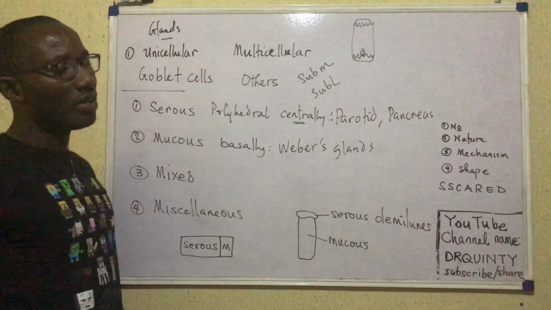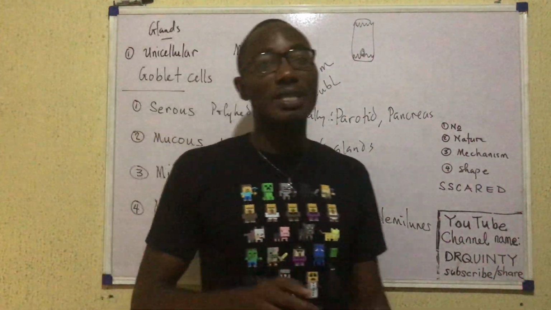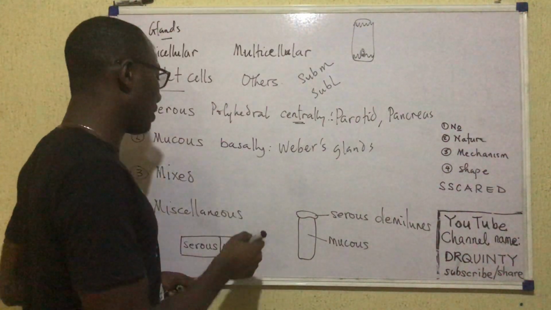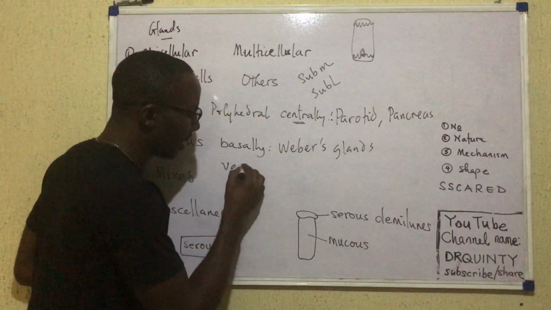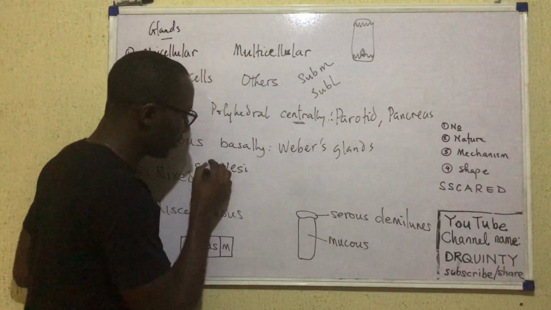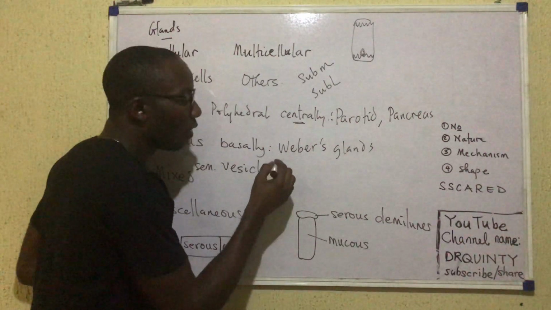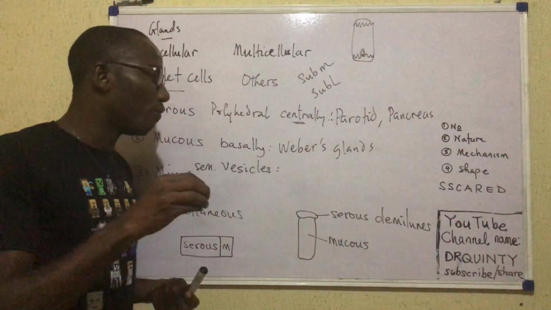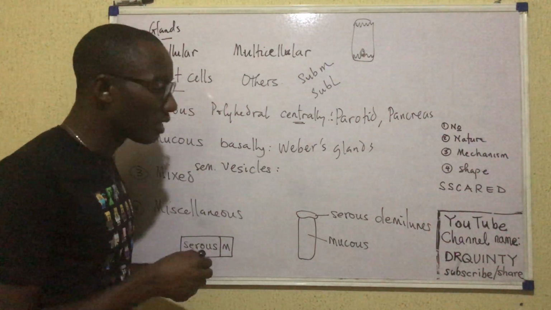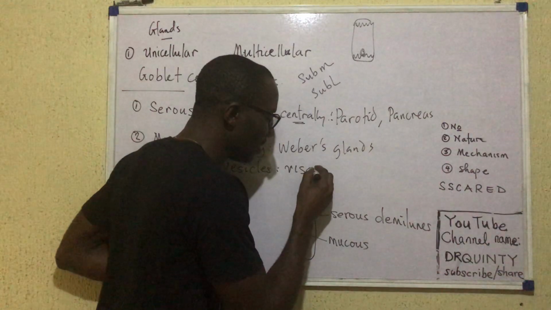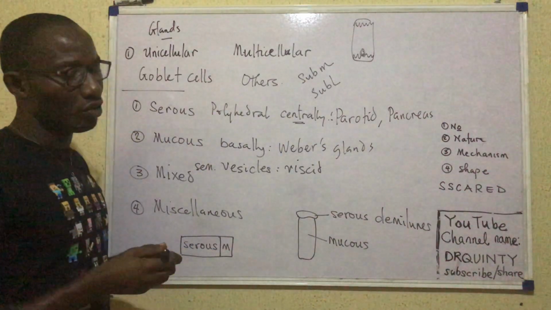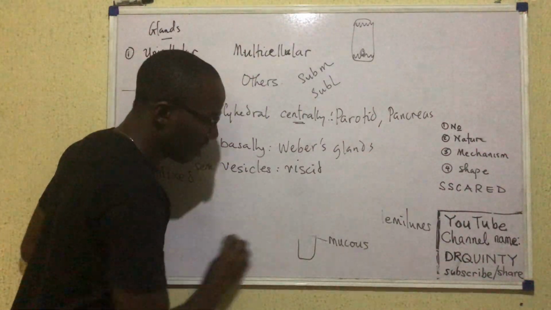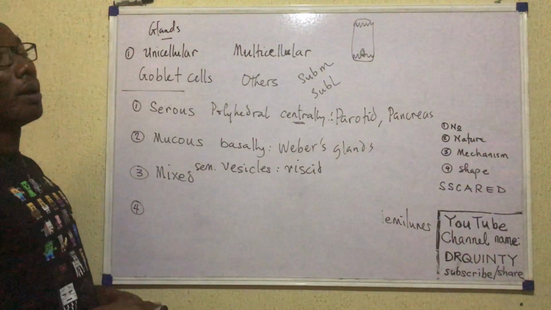Then for miscellaneous glands, we said those ones have secretions that are neither here nor there, neither serous nor mucus. And if you look at examples of such miscellaneous glands, we have the seminal vesicles. The seminal vesicles in males, what do they produce? They produce seminal fluid. This seminal fluid is neither serous nor mucus. It is described as viscid. We say it's a viscid secretion. So it is miscellaneous. It doesn't fall into any of the categories before that.